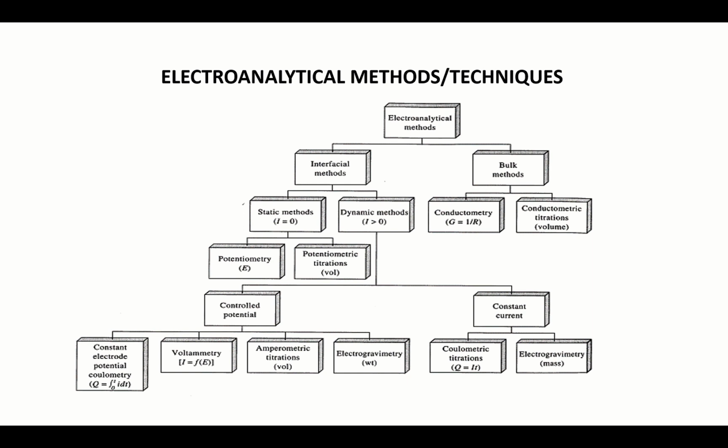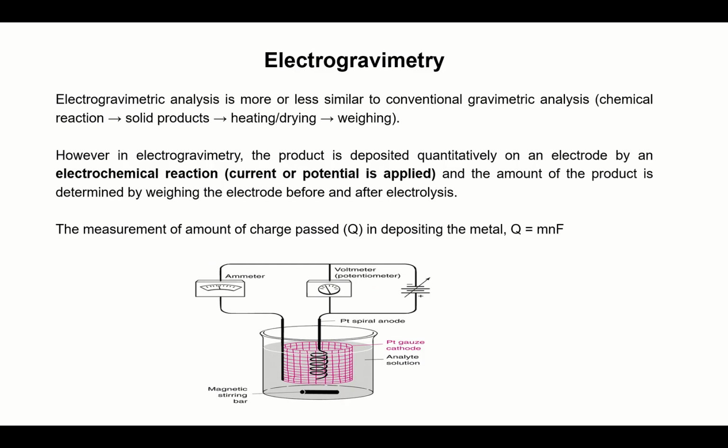Okay, look at this. Again, I've shown you several times this flow chart. So this electrogravimetry is located at the bottom of the flowchart. It comes under two different sides here. One is under V constant, another one is I constant. These are the dynamic methods and the interfacial methods. Okay, we talk about this electrogravimetry.